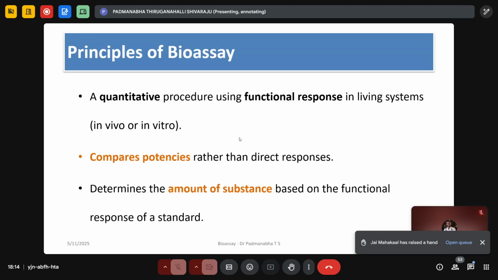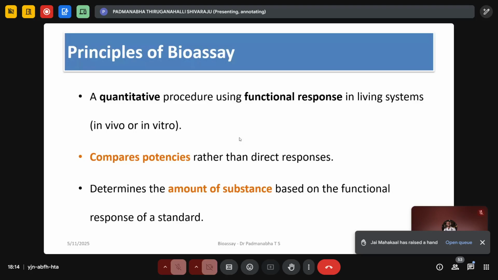How does this bioassay function? Basically, it's a quantitative procedure. Please remember, it's not a qualitative procedure, it's a quantitative procedure. Basically, we use a functional response, that is, how the living system responds to the stimulus. Here the unknown compound is the stimulus and the living tissue is the subject, and by giving the unknown substance onto the living system, we're going to see how that living system responds to the unknown product.